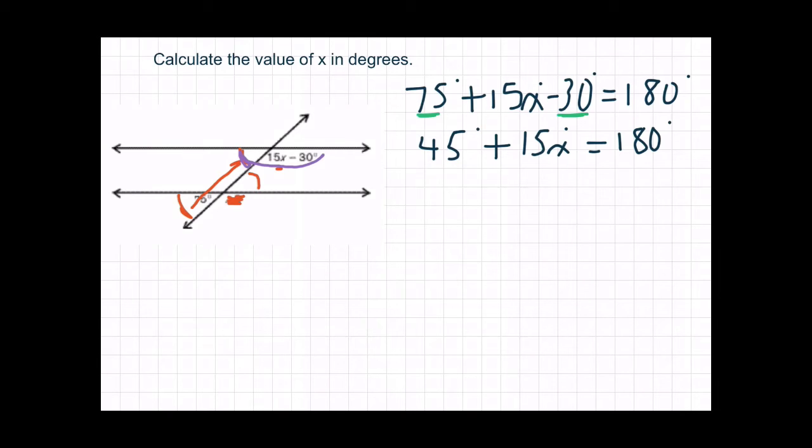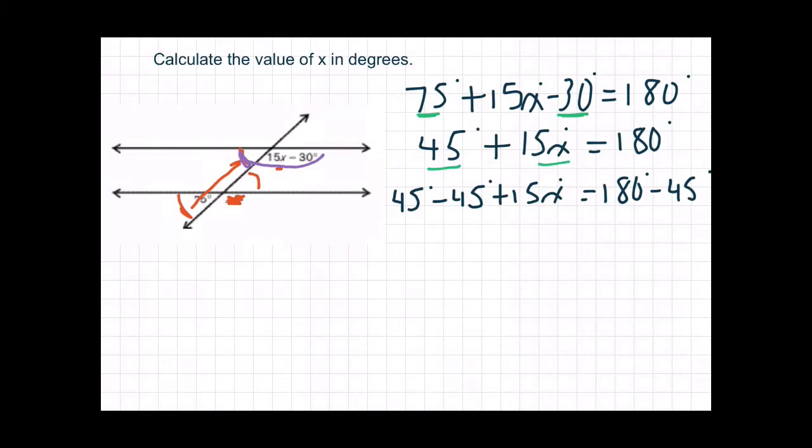I can't gather any like terms anymore, but I can begin to isolate, and I want to isolate for x. So in order to isolate for x, I need to get rid of the 45. In order to get rid of the 45, I need to subtract both sides by 45. So I go 45 degrees minus 45 degrees plus 15x equals 180 minus 45 degrees.